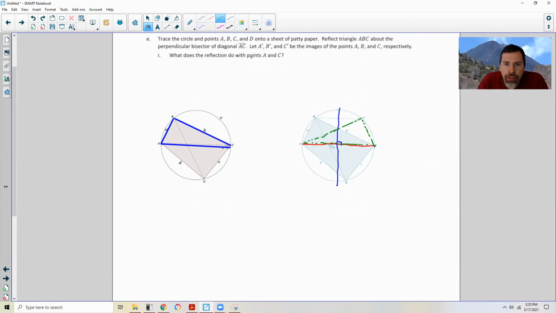So it says, what does the reflection do with points A and C? Well, they just interchange locations. They switch. So A is going to be the same as C prime, and C is going to be the same as A prime. So C would have flipped over to A, and A would have flipped over to C. Here's A, flip it over to A prime. Here's C, that flipped over to C prime. B is here, B prime is right here. Okay, so that's problem number 1.